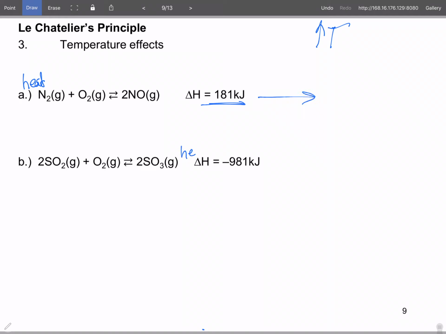On the second one, it's an exothermic reaction. We know that because it's negative, so heat is a product. So if we increase the temperature, we're going to shift it to the reactant side. Now, decreasing the temperature is the net effect of removing heat. So it would have the opposite effect as we go through it.